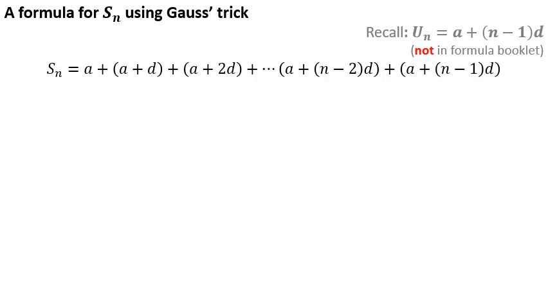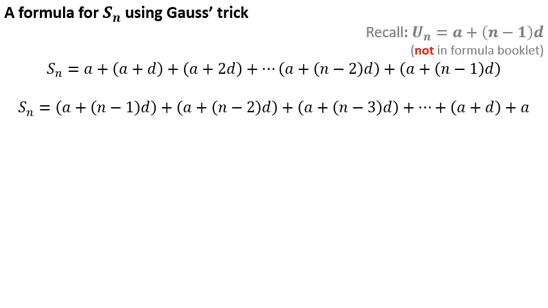So here is Sn written out in the most general form. There's the first term a, the second term a plus d, all the way up to the nth term a plus n minus 1 d. And then we write it out again, but we write it backwards. So you can see the first term now appears on the far right, and the last term from before appears on the far left.